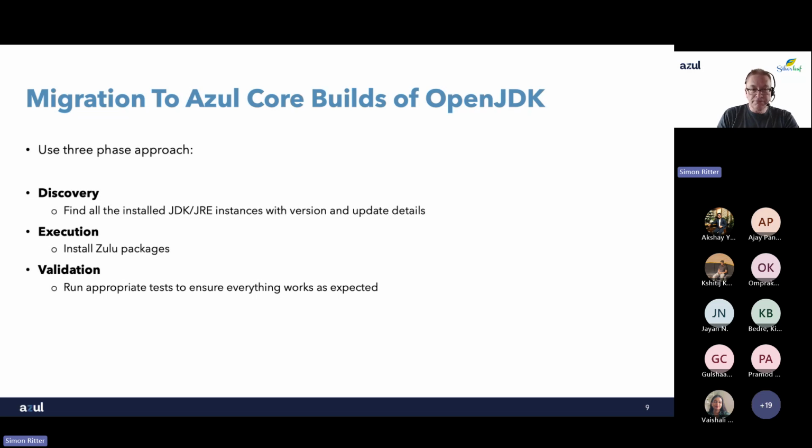Second phase is execution. So that's where you take the packages from Azul and you install them as if you were installing an update to your Java, just using our packages again rather than Oracle's, and the process is complete. So the execution is actually very straightforward, very simple.